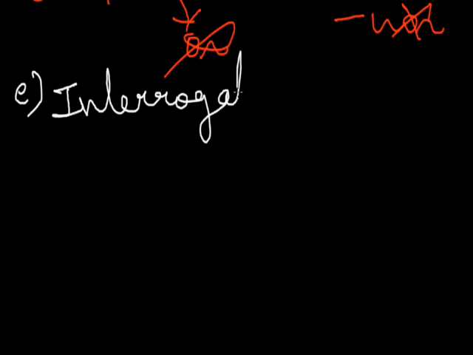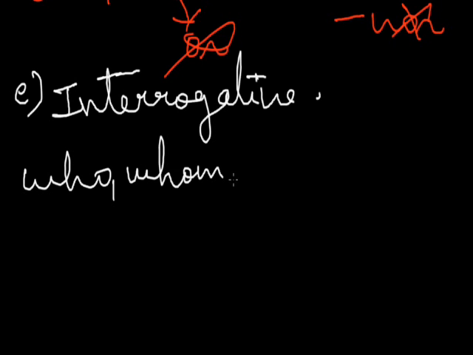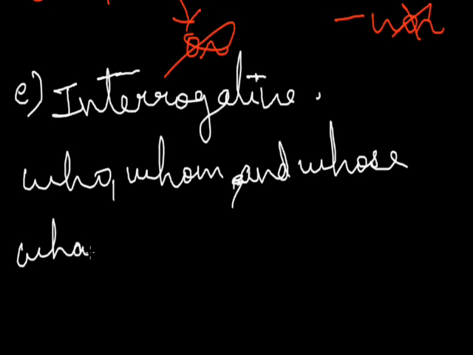Interrogative pronoun. Interrogative pronouns are used for asking questions, and the pronouns used for asking questions are who, whom, and whose. Who, whom, and whose are used for asking questions about persons. Who is calling you? Whom do you want to meet? Whose book is it?